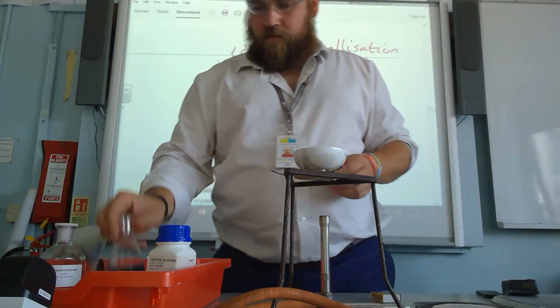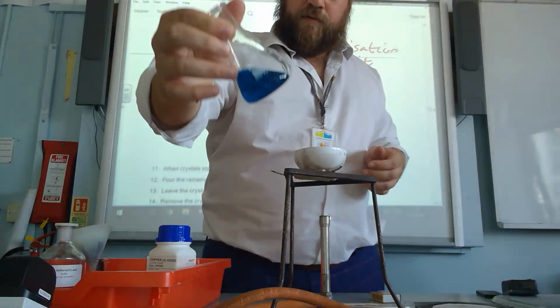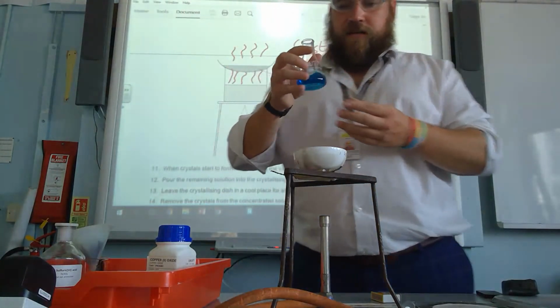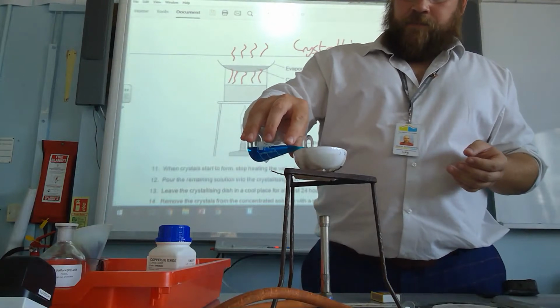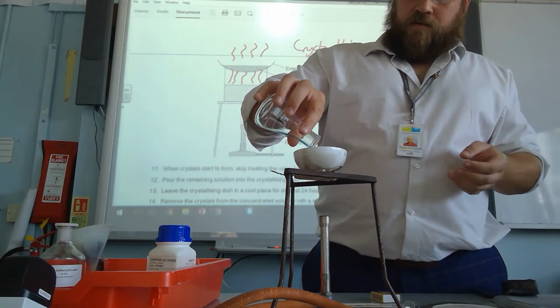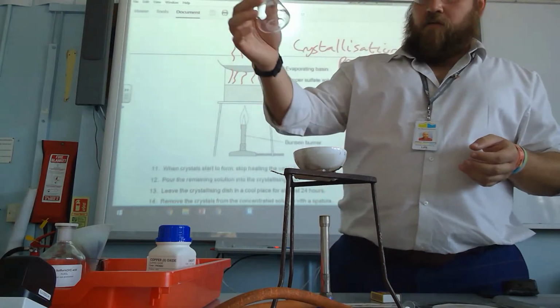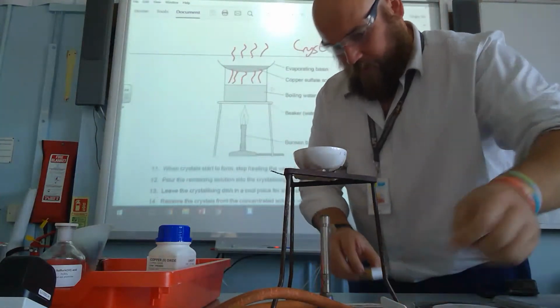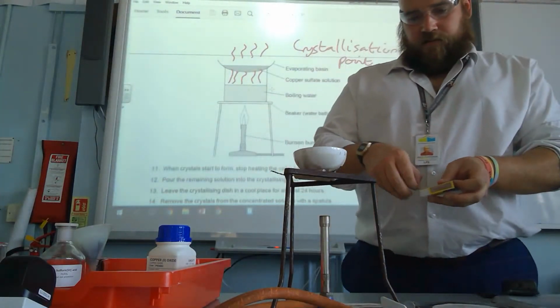Now, take my lovely deep blue solution, right? That looks really, really blue actually, which is a good sign. I'm going to pour it into here. So it's about two thirds full, which is just about right. Then I can start heating it. Make sure I'm on safety flame first. And then I'll turn it to a roaring flame.